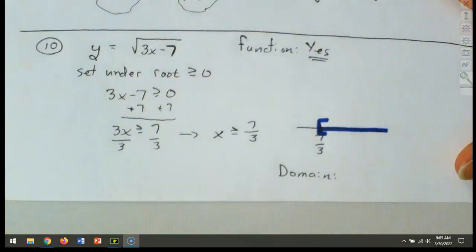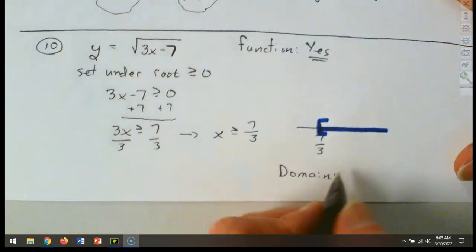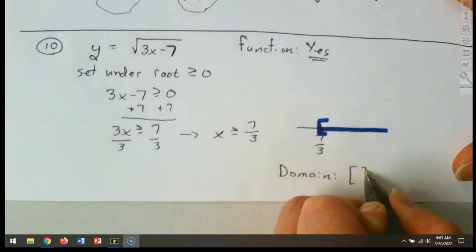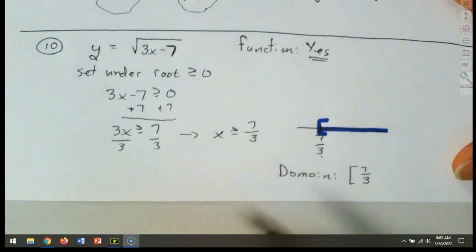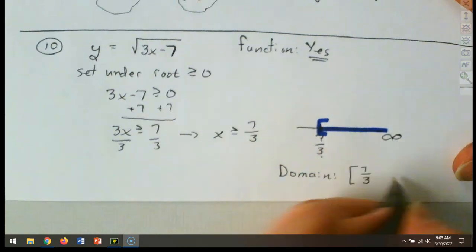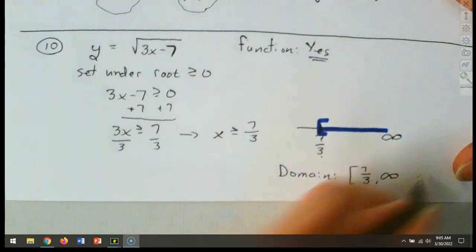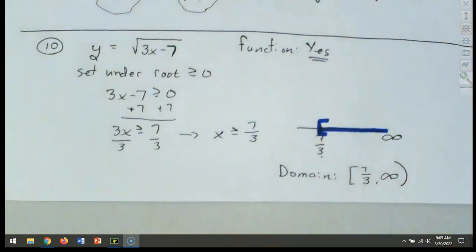The domain comes directly off the number line in interval notation. So in this case, the domain would start at 7/3, because that's what comes here. And where does this go to? Positive infinity. And infinity always, no matter what, has parentheses. So if you have a square root, take what's underneath that root, set it greater than or equal to 0, and solve that inequality.